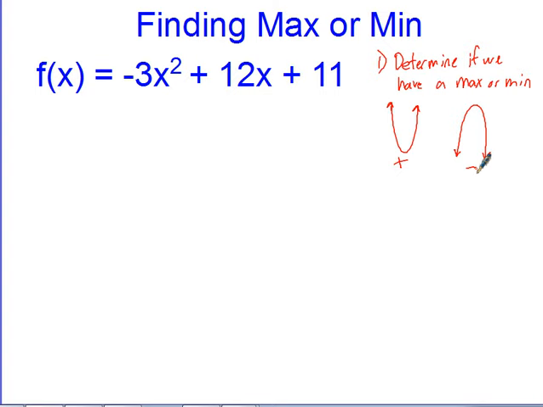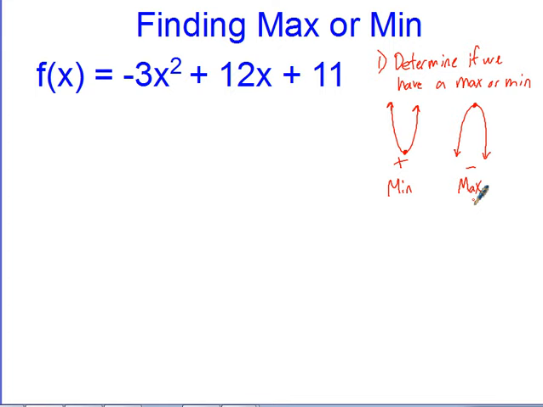Agreed? Now, if it's positive, that means that I have a bottom point, which means that this is a minimum. And if it's negative, that means I have a top point, which means it is a maximum. So that's what I mean by determine. So does everybody see already what we are going to have in our equation here? Is it positive or negative?